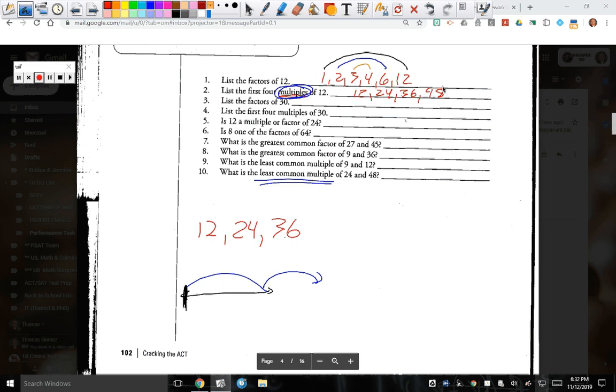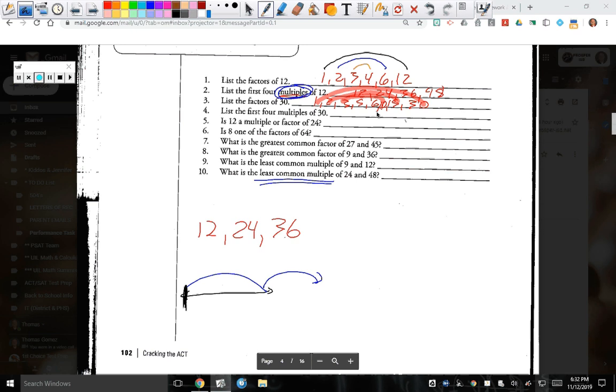So list the factors of 30. Devin, what did I get for the factors of 30? 1, 2, 3, 5, 6, 15, 30. And you got them all. Just to make sure, I have 30, 30, 30. Oh, I forgot to write 10, and then 5 and 6. Cool.